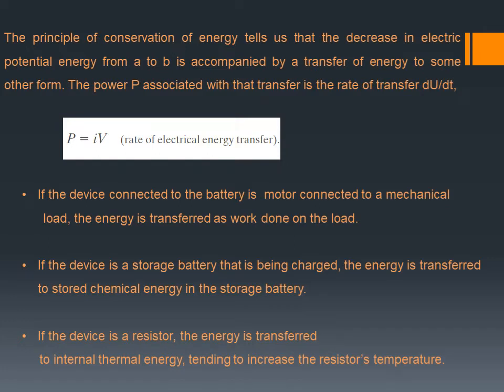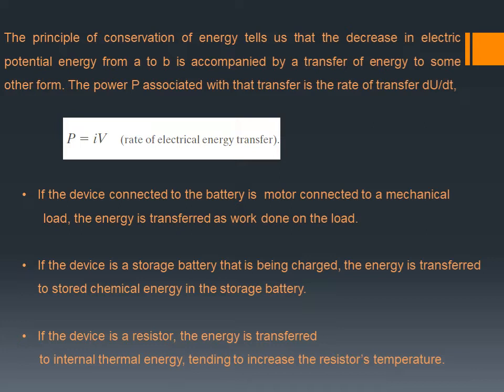So if the device is a resistor, we are talking about that device which was unknown and which is connected to the battery in the circuit. Then the energy is transferred to internal thermal energy, because what does the resistor do? It heats up, and what will happen? It will increase the resistor's temperature.